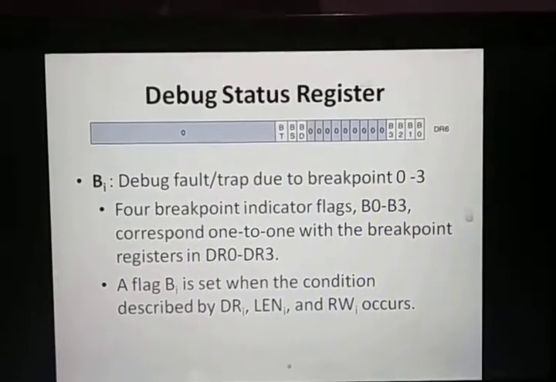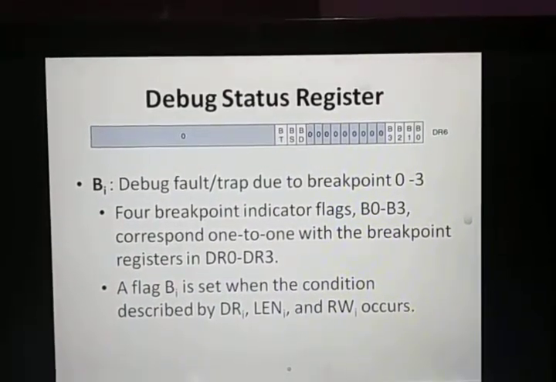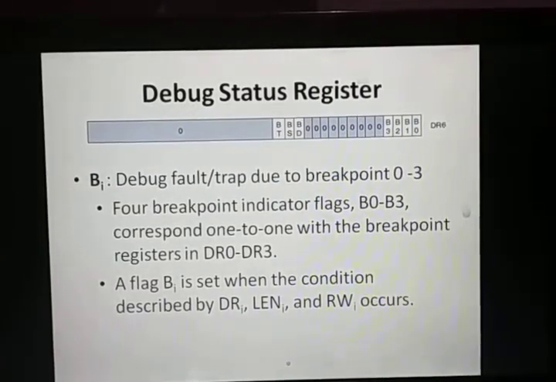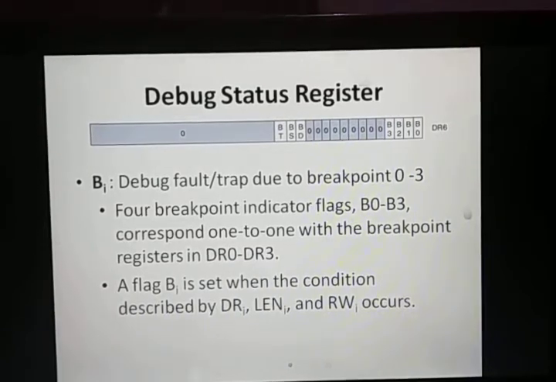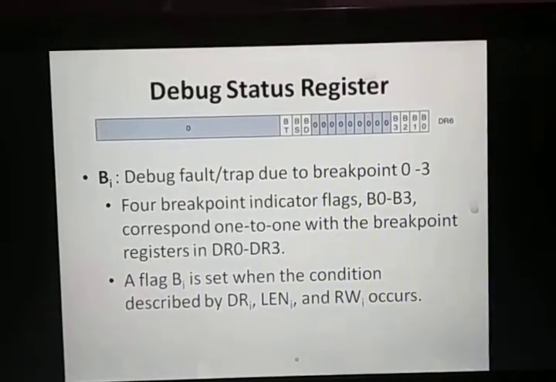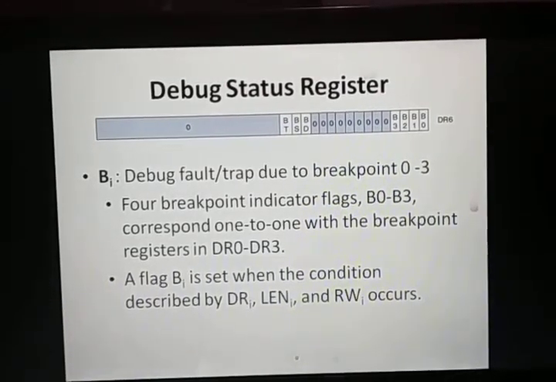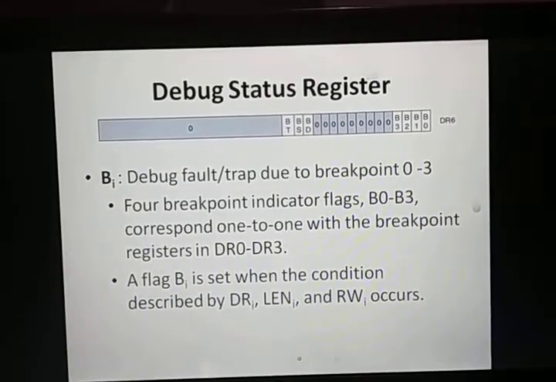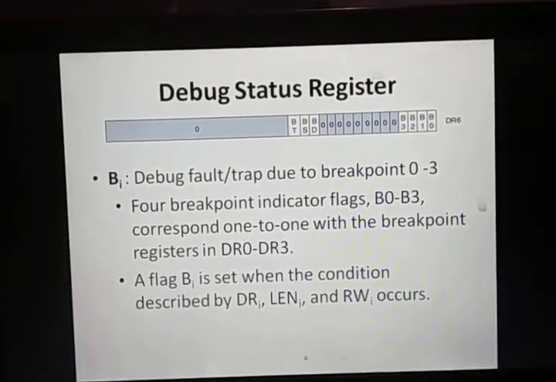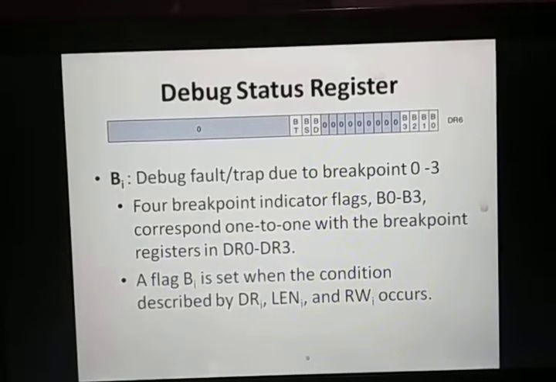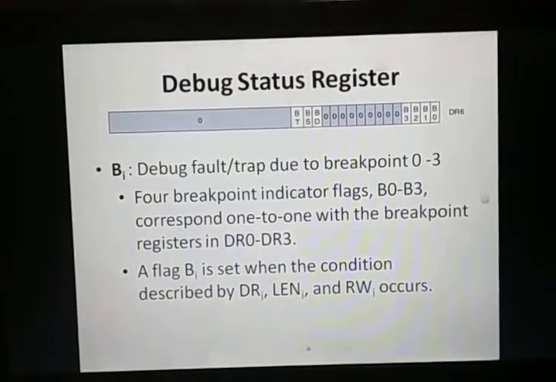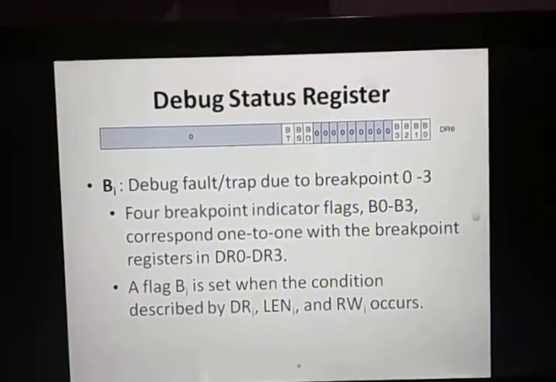The BI bits, B0 to B3: debug fault or trap due to breakpoint 0 to 3. The breakpoint indicator flags B0 to B3 correspond one to one with the breakpoint registers DR0 to DR3. B0 is related to the linear breakpoint address condition in DR0, B1 is related to the linear breakpoint address condition in DR1, B2 is related to the linear breakpoint address condition in DR2, and B3 is related to the breakpoint address condition in DR3. A flag BI is set when the condition described by DRI, length I and WRI occurs.